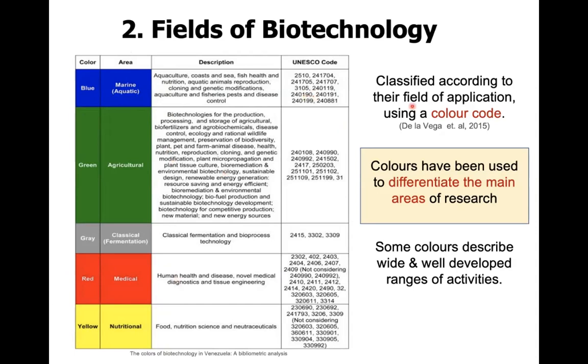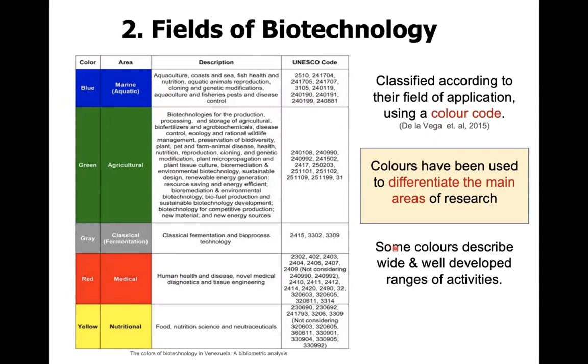Actually, De La Vega, dia decide sebab terlalu broad sangat this field of biotech, terlalu banyak dia punya classification and everything, so they have decided to use a color code. This is UNESCO yang keluarkan the color code ni. These color codes have been used to differentiate the main areas of research.